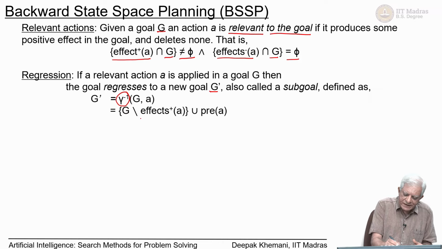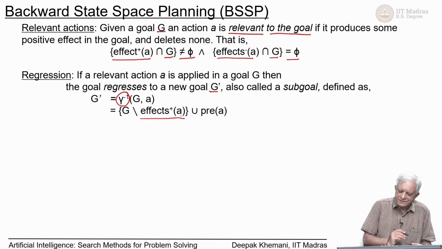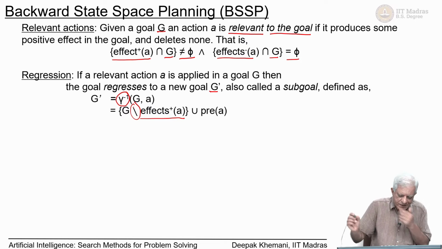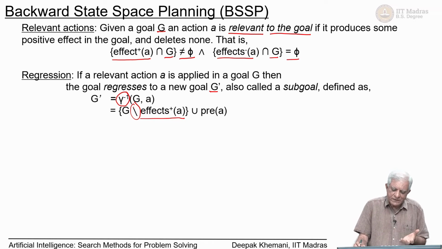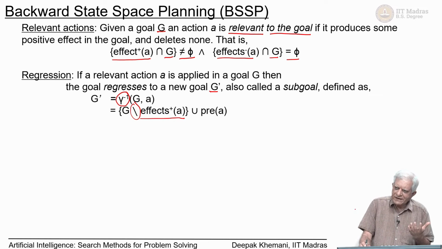If there is anything which is a positive effect of this action, then we delete it from the goal, if that is present in the goal. Remember that this slash stands for set difference, like saying G minus this set. And what is that set? That set is the positive effects of this action A, and why are we deleting it? Because it is a positive effect of the action A, and if you are going to do this as the last action, then that is a way of achieving those positive effects. So, we do not need it to be there in the sub goal.